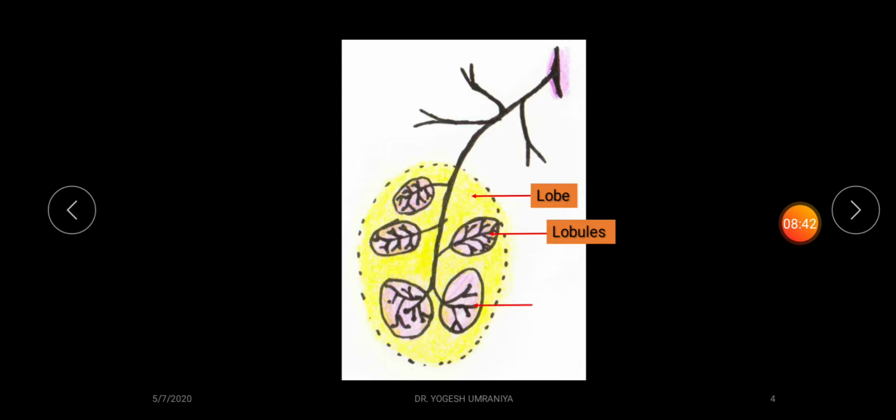Now, you can see the terminal swelling or dilatation-like structure here. That is termed the acini. The secretory material produced by the acini is collected within the lumen of the acini, and from the lumen it should be carried to the exterior. So, the first duct that is going to carry away the secretory material from the lumen of the acini is termed the intercalated duct. Okay, you can see it here.